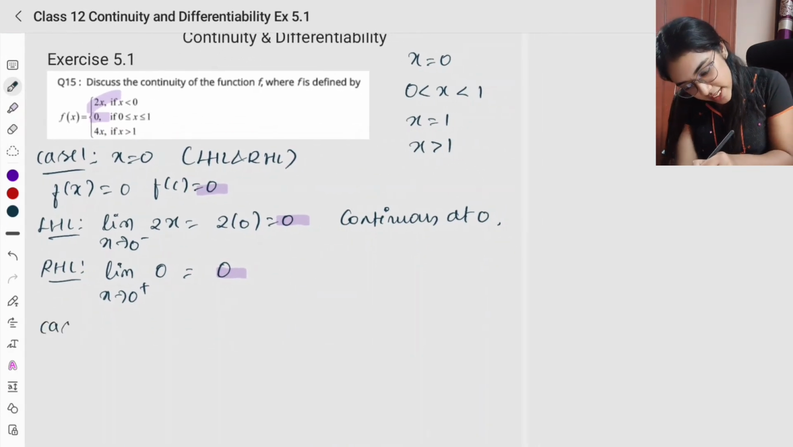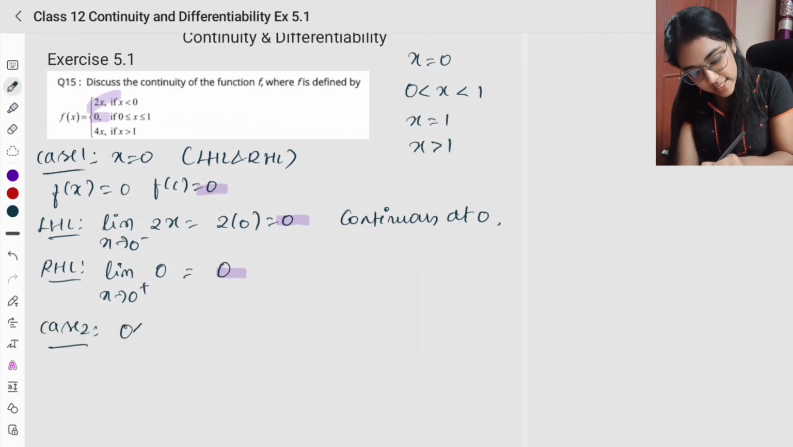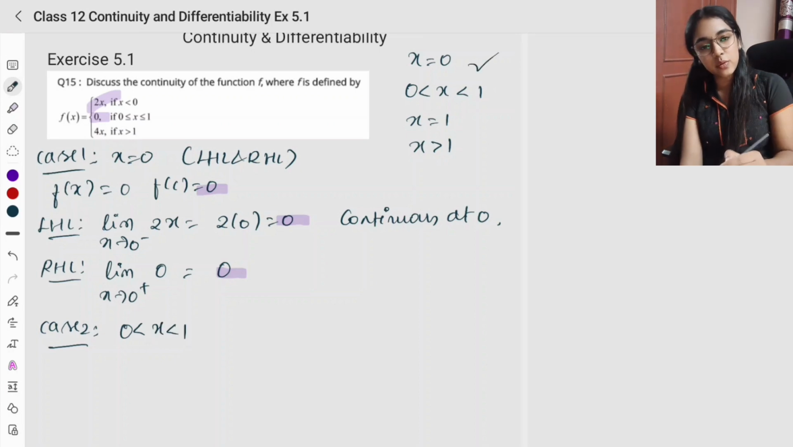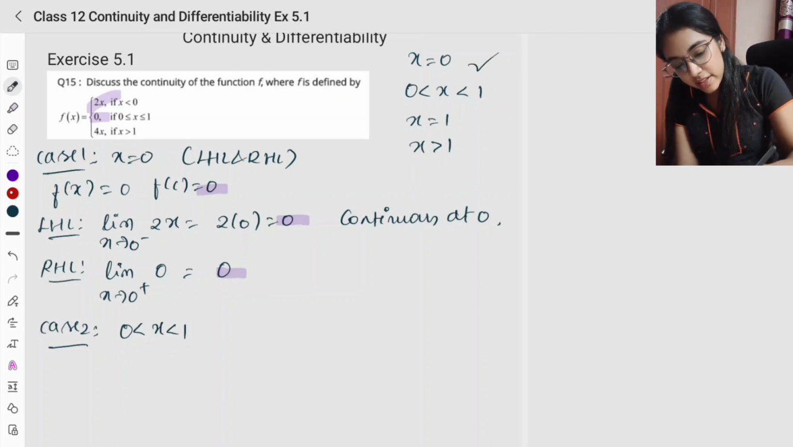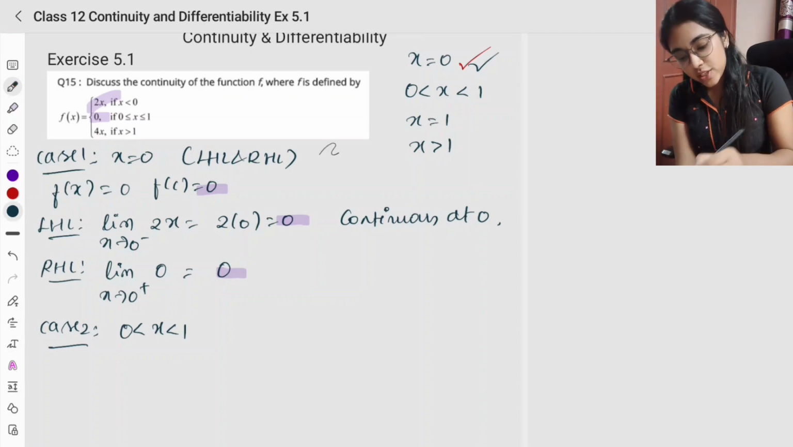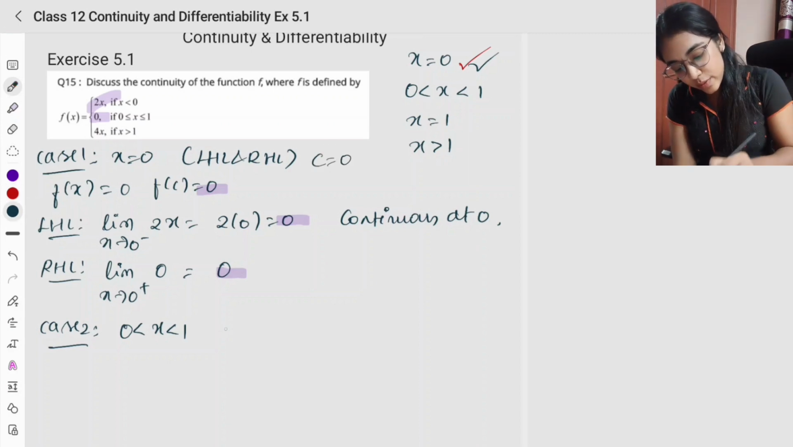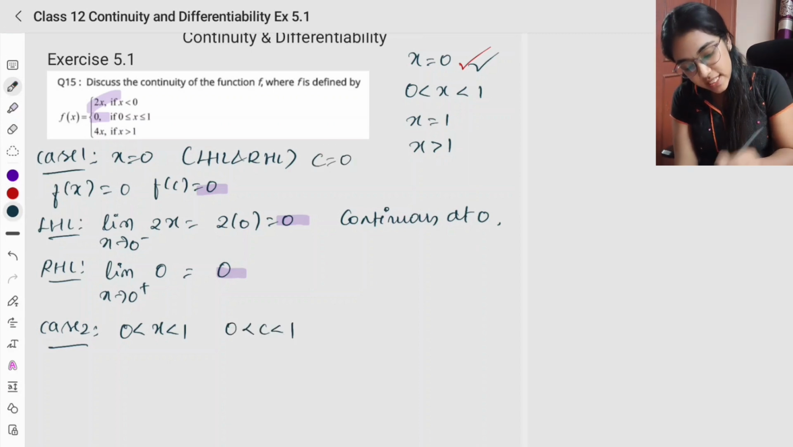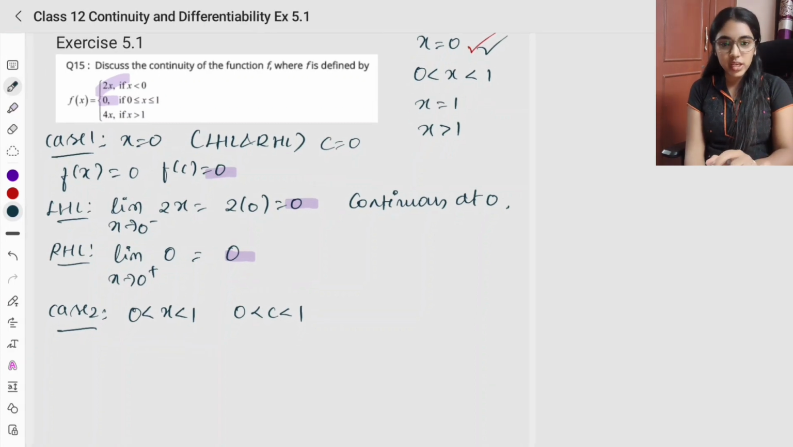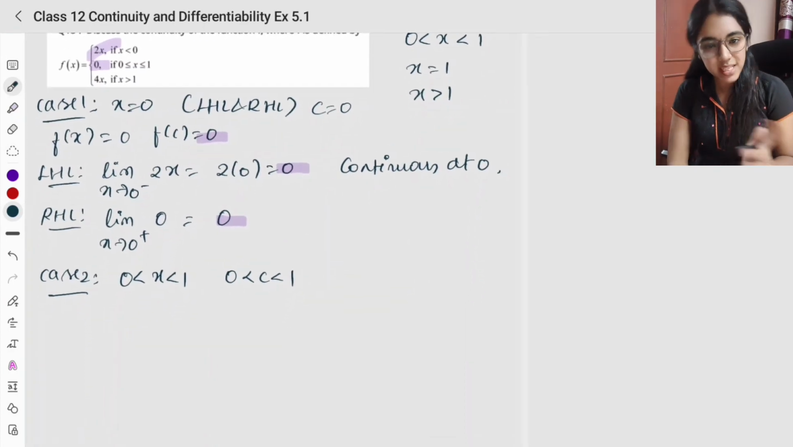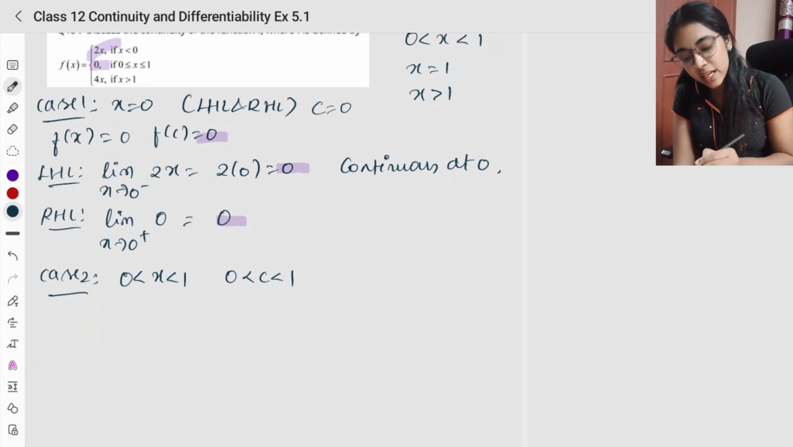Okay, what is my second case? I have 0 less than x less than 1. So this is done. We are looking for the second case now. I'll mark it in red. Here you can either write this as x is equal to 0 or c is also equal to 0. So these are two similar things. They are not very different, whether x or c. Okay, it is not a very big mistake.